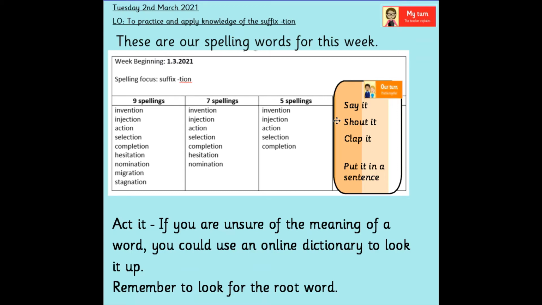Have a go at saying, shouting, clapping your words and seeing if you can put them in a sentence as well. Have a go at seeing if you can come up with any actions for some of your spelling words. Remember, if you are unsure of the meaning, you can use an online dictionary or a dictionary in your house to look it up. You might also need to do that to put it in a sentence. Remember, you might need to look for the root word in the dictionary. So instead of invention, you might need to look for invent. Pause the video and have a go at that now.